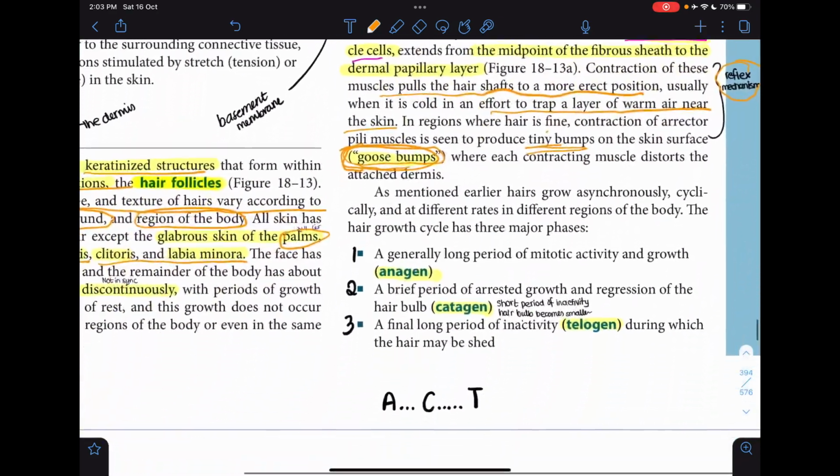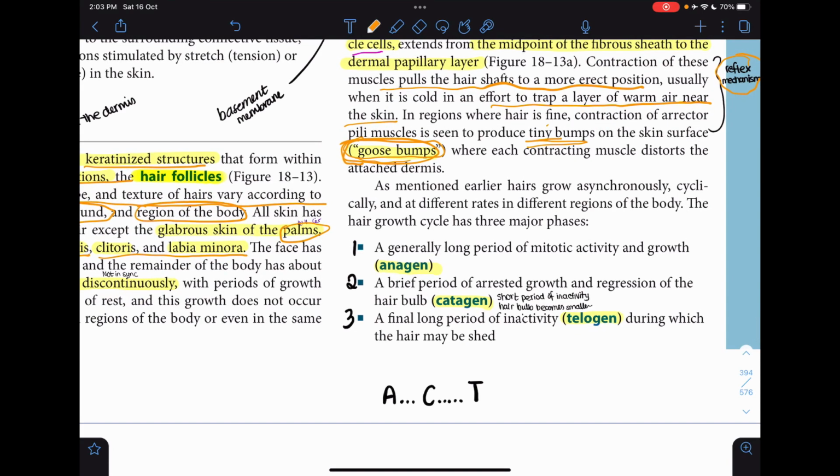Okay. As mentioned earlier, the hairs grow asynchronously, meaning not in sync, cyclically, with different cycles of hair growth and at different rates in different regions of the body. Right? The hair growth cycle has 3 major phases. Here I wrote a way to memorize them in alphabetical order: A, C, T. The anagen, whose first letter is A, is the first phase, and it is a generally long phase of mitotic activity and growth.